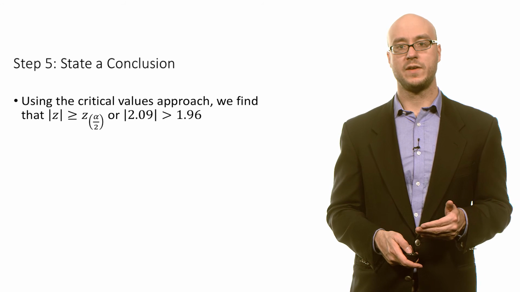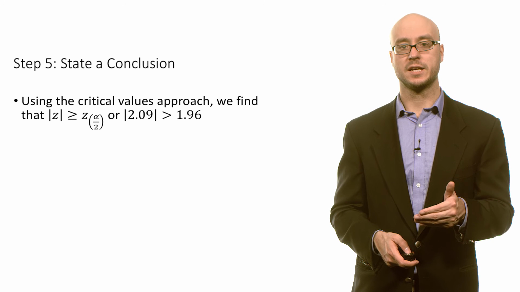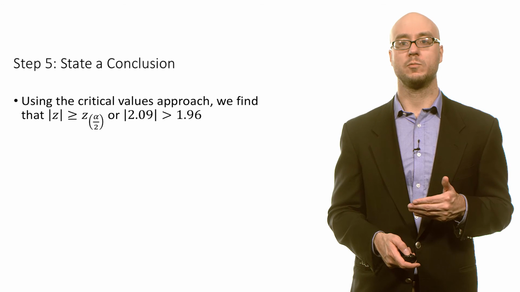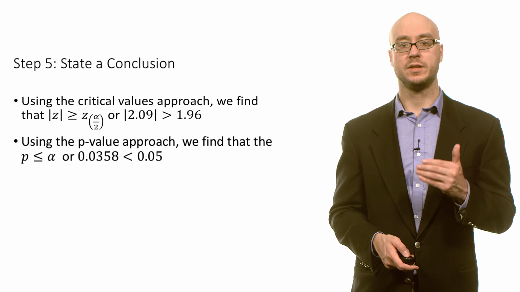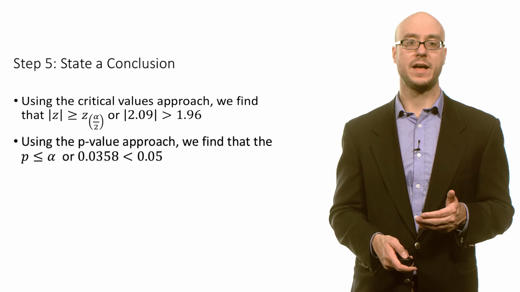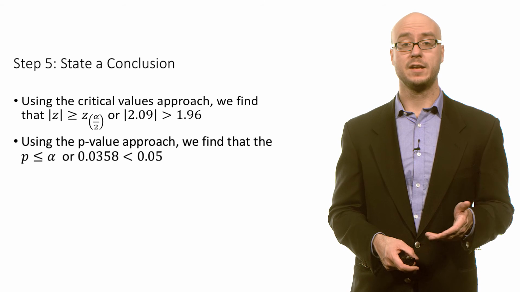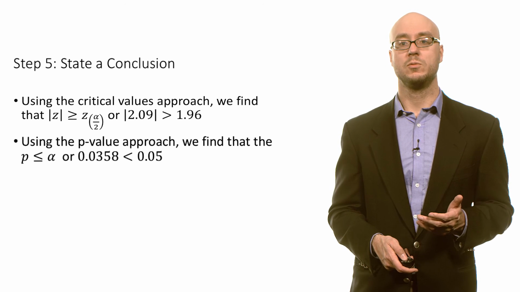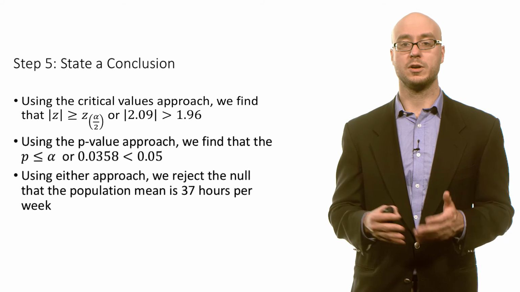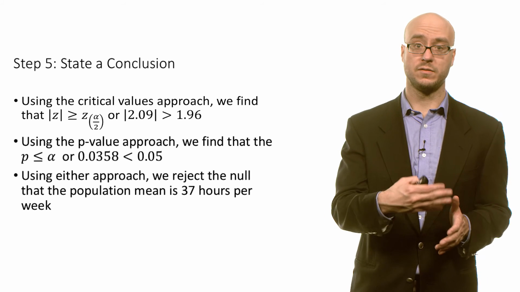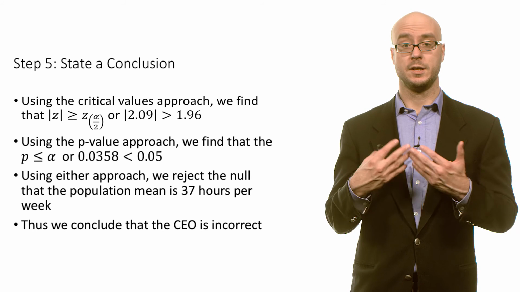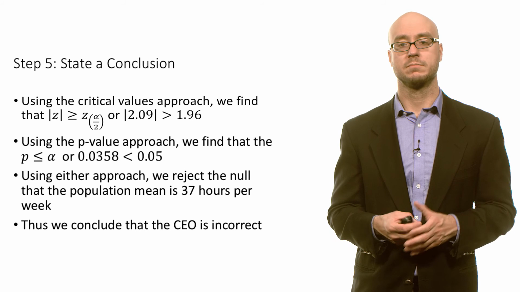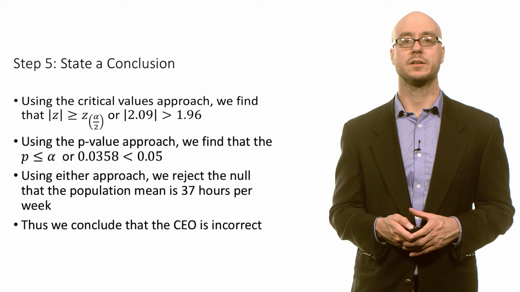At this point, we're ready to state a conclusion. Using the critical values approach, right, we find that our test statistic in absolute value is more extreme than 1.96, which is our critical value, so we reject the null. Using the p-value approach, we find that the p-value is 0.0358, which is less than 0.05, so we again reject the null in either approach. And you'll find that this is the case. The critical values approach, the p-value approach, you should come to the same conclusion. Right? Regardless of what approach we take, we say the CEO is in fact incorrect.